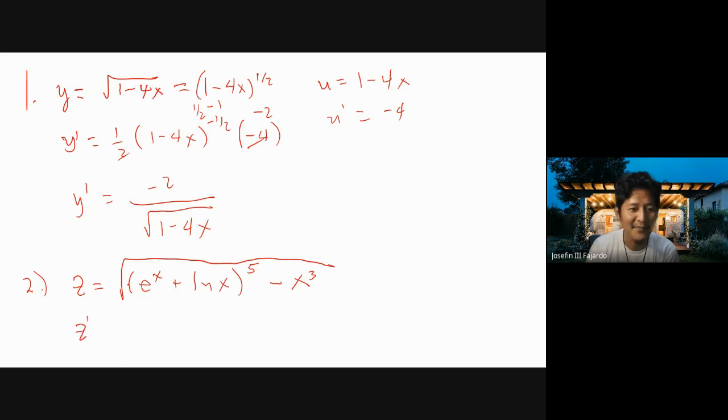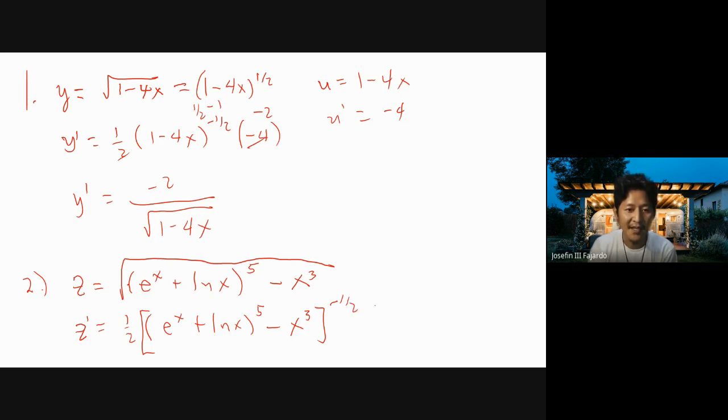So, ang z prime natin dito, hinga malalim. So, ang nasa labas natin may square root, di ba? So, that would be parang raised to 1 half yan. So, ilalagay ko dito si 1 half. Tapos, kukopyahin ko lahat yung nasa loob: e to the x plus ln x raised to 5, minus x cubed. Tapos 1 half minus 1 half, so magkakaroon tayo ng negative 1 half dito. Right?